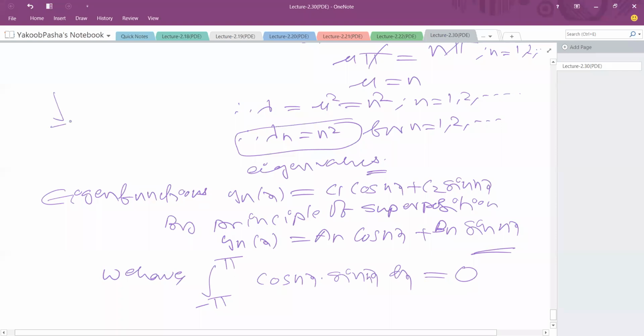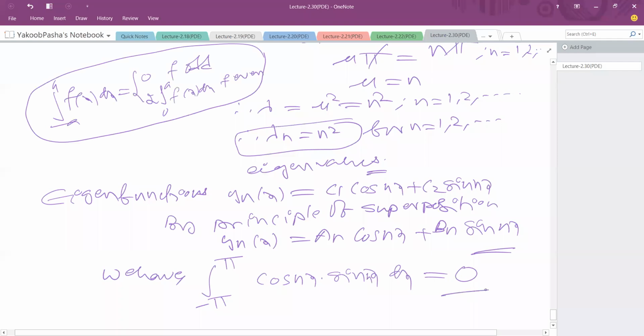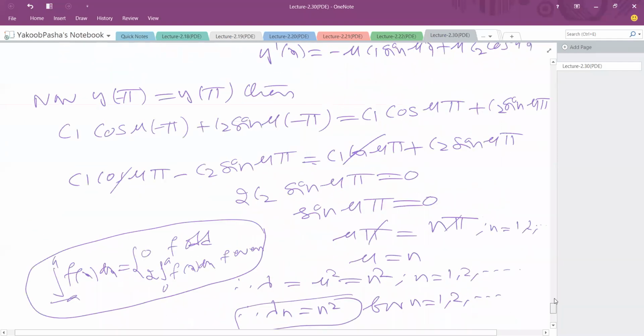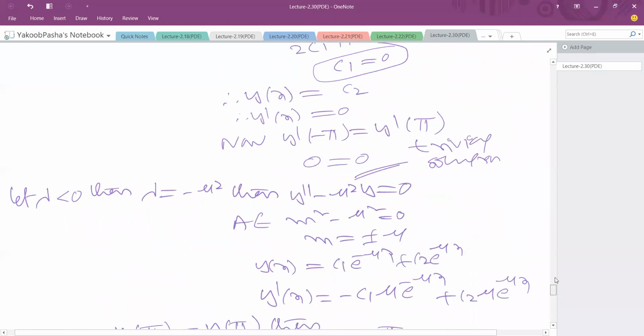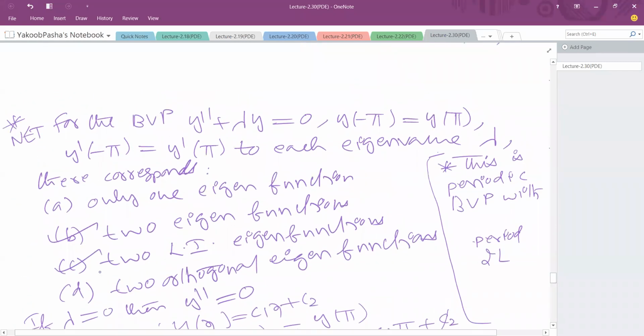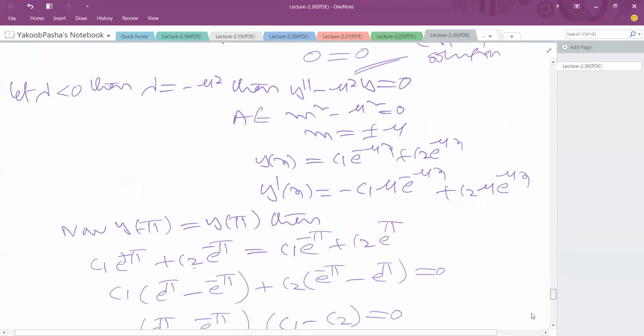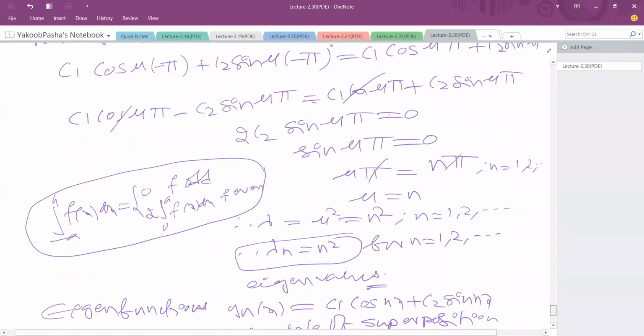Integral from minus a to a of f of x dx is equal to 0 when f is an odd function. This is equal to 2 times the integral from 0 to a of f of x dx when f is an even function. So the orthogonal property is also satisfied, so they are orthogonal eigenfunctions.